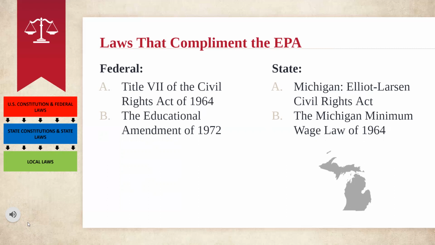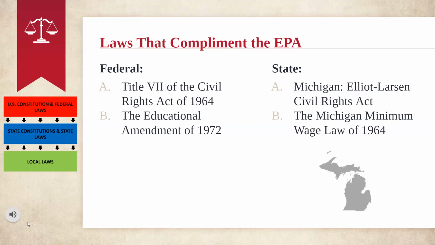The other law that also goes hand in hand with the Equal Pay Act would be the Education Amendments of 1972. So what this amendment did is it expanded the reach of the Equal Pay Act to include white-collar executive, professional, and administrative jobs. These categories were previously exempted under the original law, and that addition in 1972 was able to broaden the scope entirely.